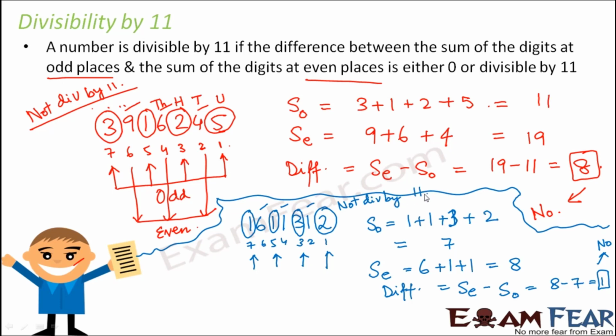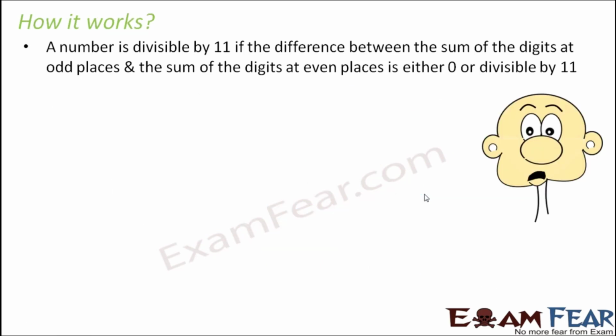So in this fashion, you can determine if a particular number is divisible by 11 or not. Now again, the same magic. How does it work? How did we arrive at such a complicated trick to find out divisibility by 11? For this, let us consider a number, 613261. It is a 6-digit number, and let's say we have to determine if it is divisible by 11 or not.